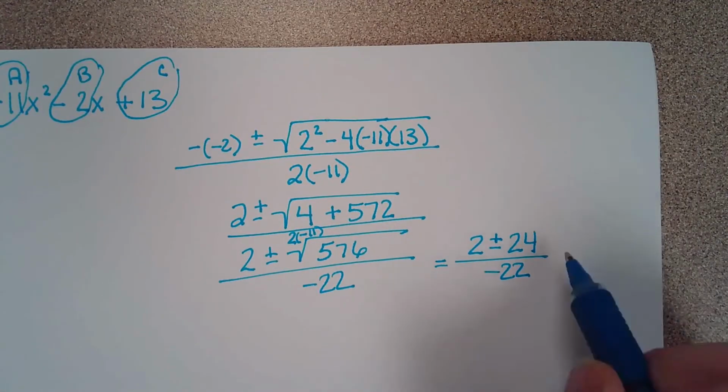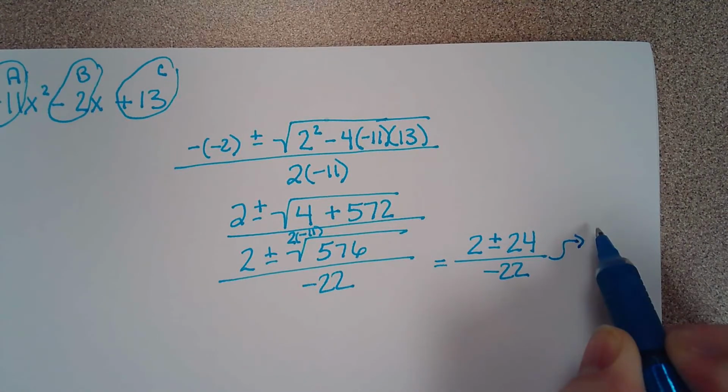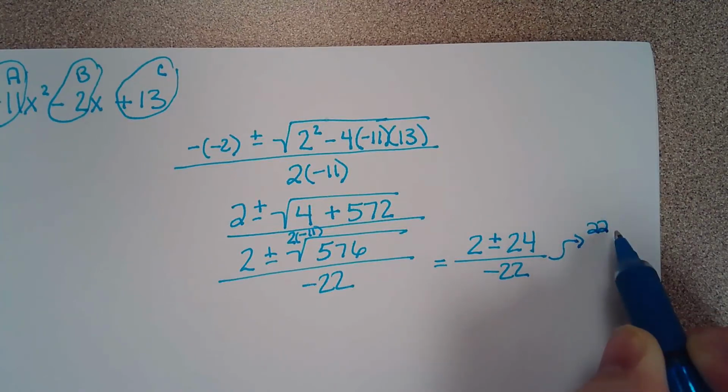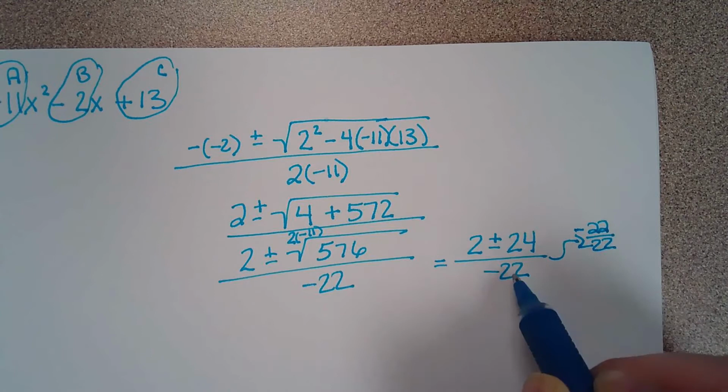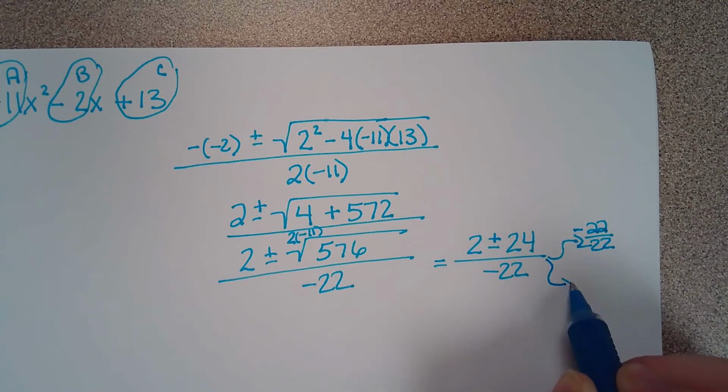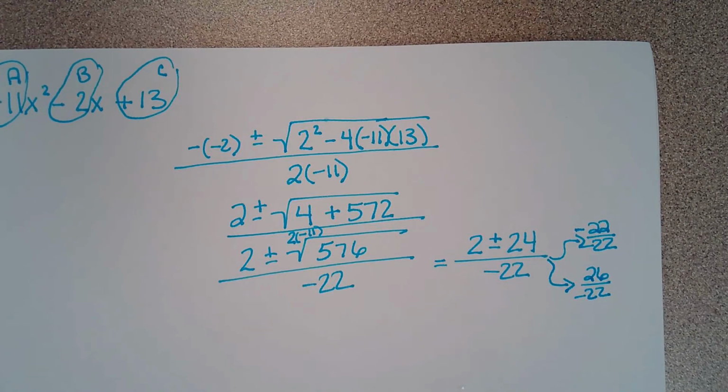So over here you have negative 22 over negative 22. That's the negative side, so 2 minus 24. The other one is 26 over negative 22. Can I reduce those fractions? Do they have multiples in common? Some are saying yes. Some are still writing. That's okay. Write it down.